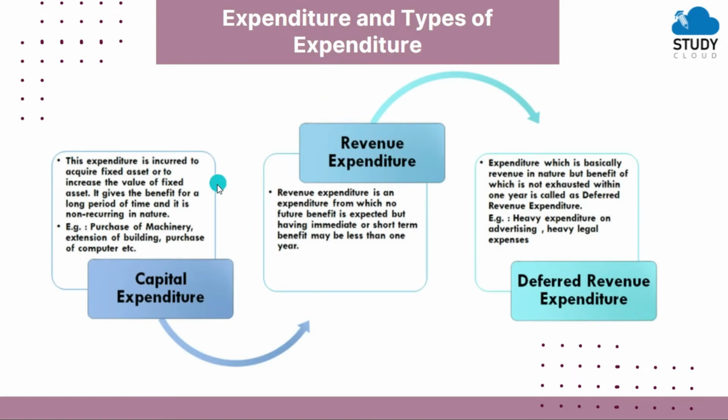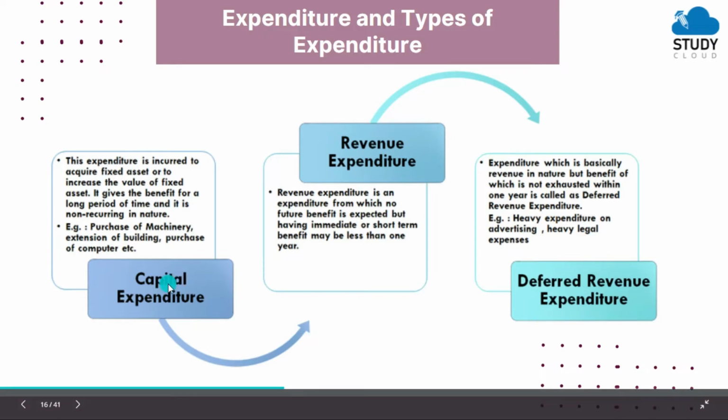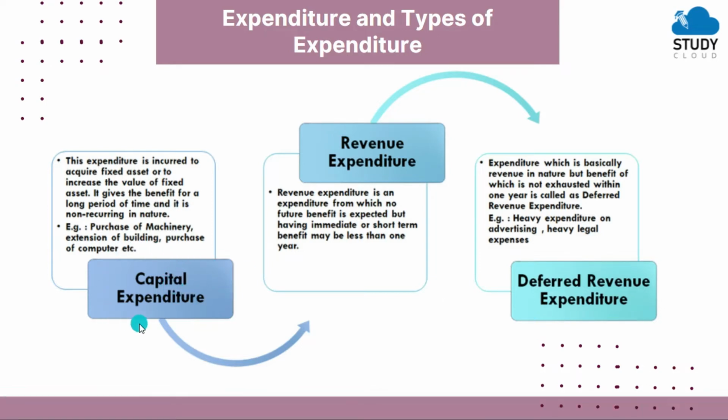Then next part is expenditure and types of expenditure. Very important part. Now there are three types of expenditure. One is capital expenditure, then there is revenue expenditure and deferred revenue expenditure. So what happens in capital expenditure? When you do expenses to acquire, means to purchase, fixed assets or to increase the value of a fixed asset.